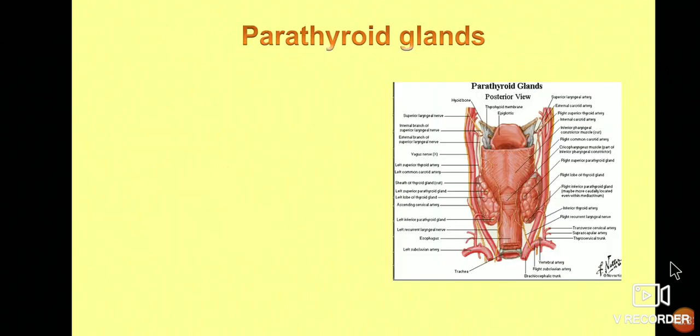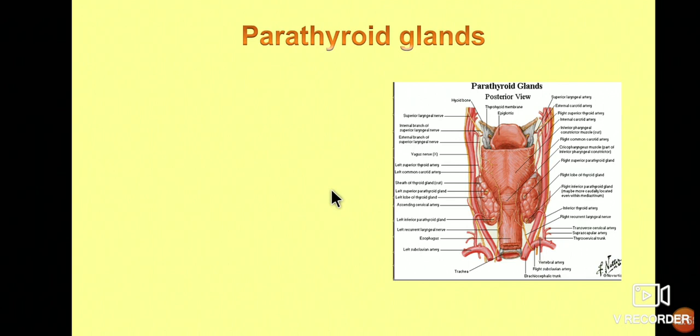So next, coming to the parathyroid glands. You are able to see 4 parathyroid glands, 2 on each side. So 2 pairs of parathyroid glands, superior parathyroid and inferior parathyroid. They mainly secrete the parathormone. The parathormone is mainly responsible for maintaining the blood calcium levels.